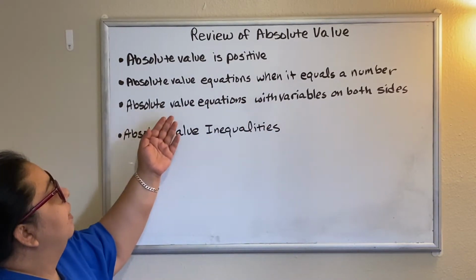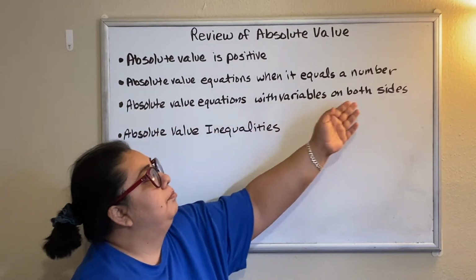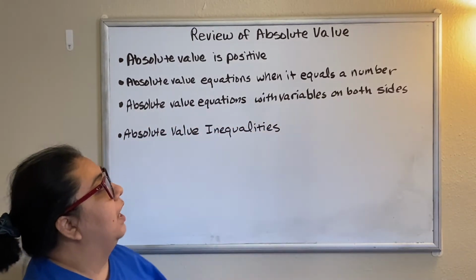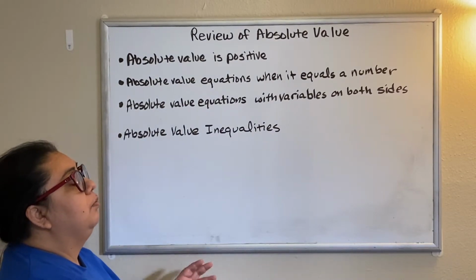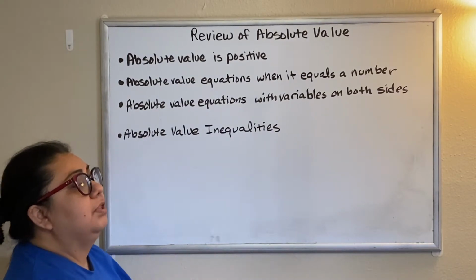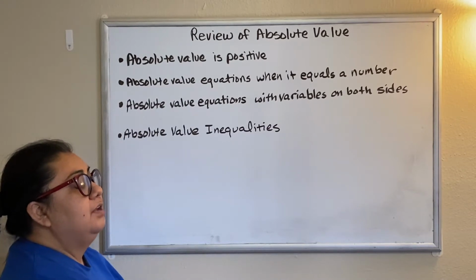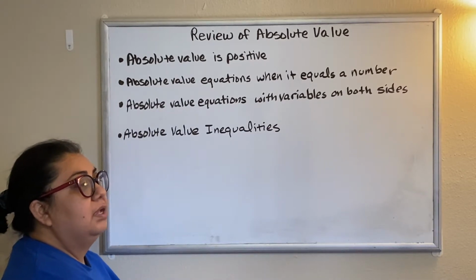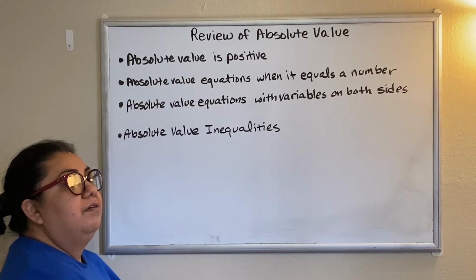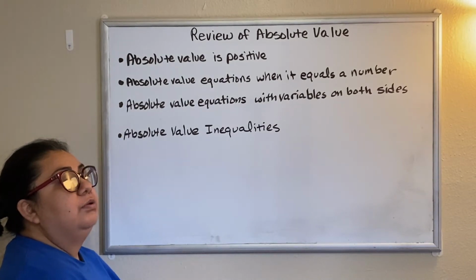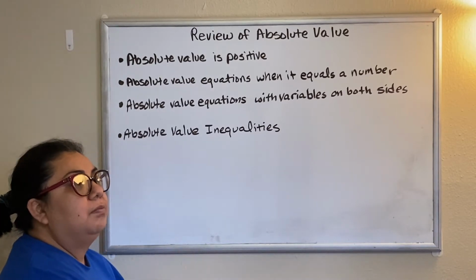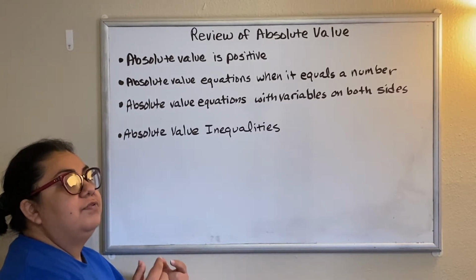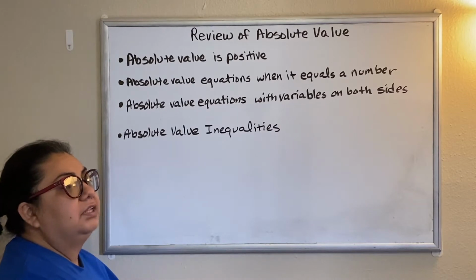If you have absolute value equations with variables on both sides of your equal sign, then you're still going to make two equations, one where the expression is positive, one where the expression is negative, and you're going to solve both of them. And after you have your two solutions, you need to plug them back in to the original problem and verify if you have a true statement or a false statement.